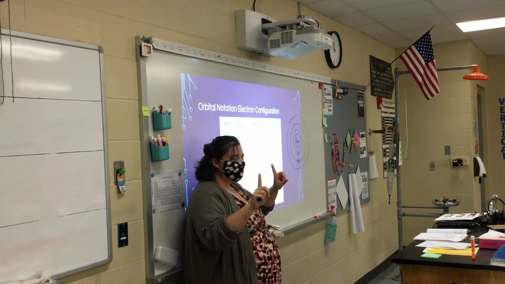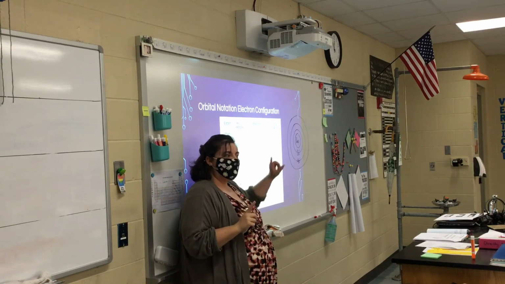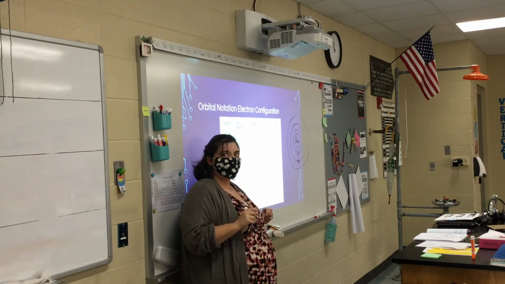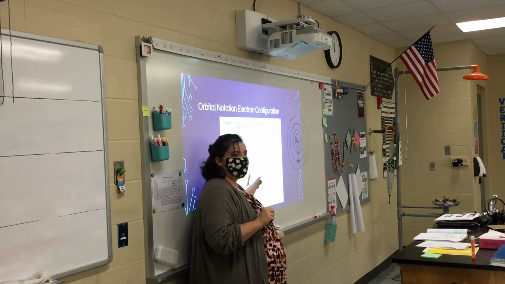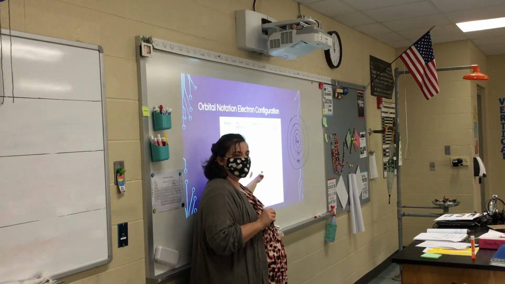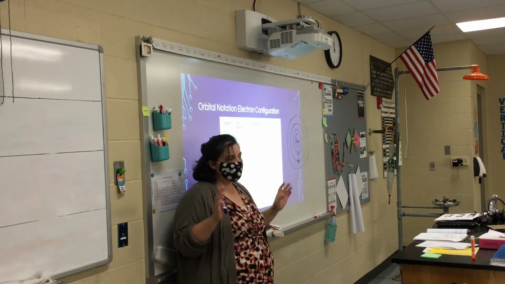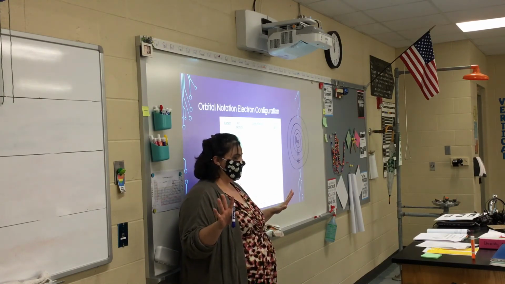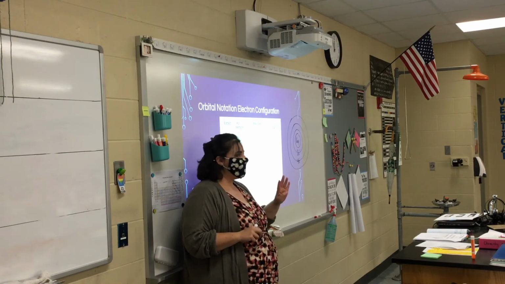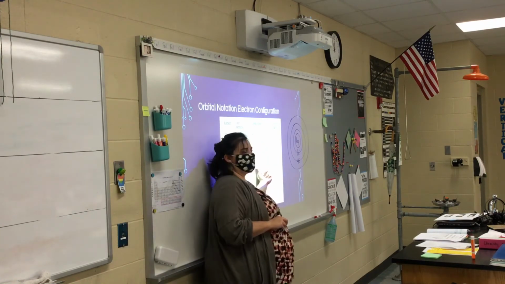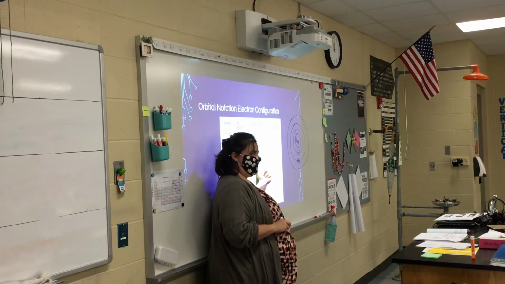Now, how many total electrons do I have in my Bohr model in energy level 1? 2 electrons in energy level 1 of my Bohr model, 2 electrons in energy level 1 of my electron configuration. How many electrons do I have in energy level 2 of my Bohr model? 4. 4 electrons in energy level 2 of my electron configuration. Do we see it?